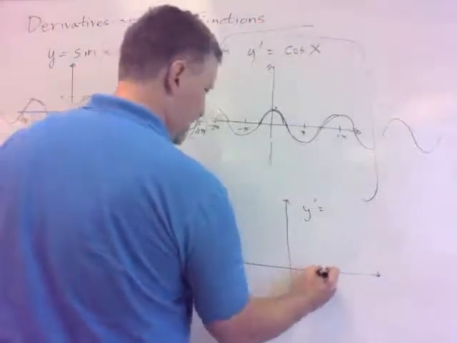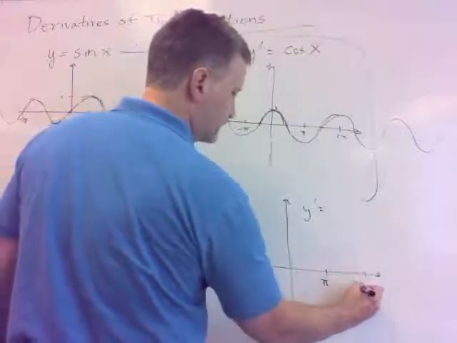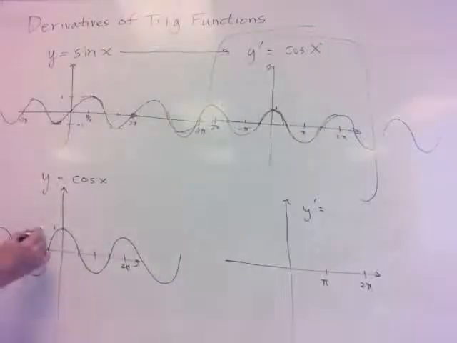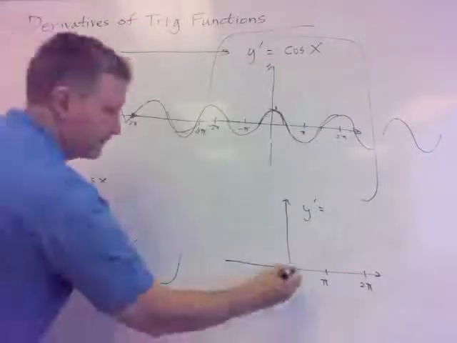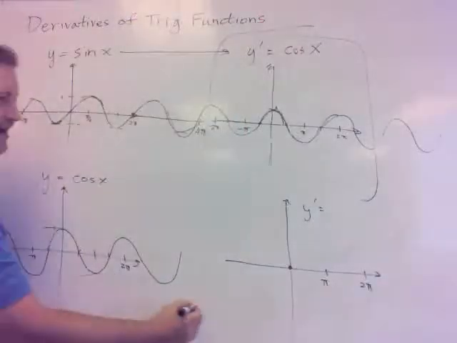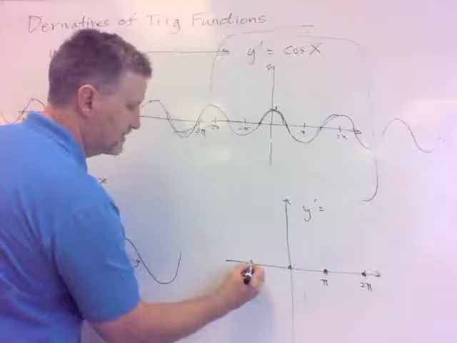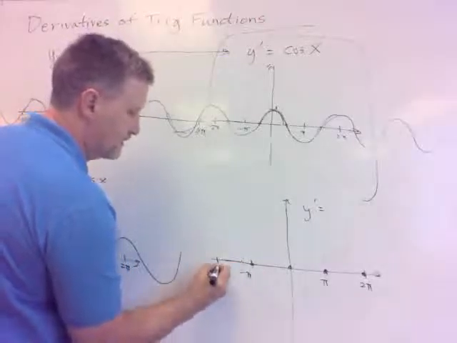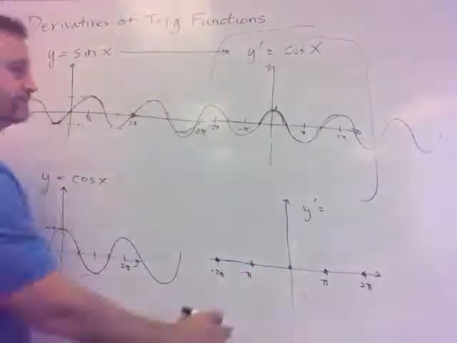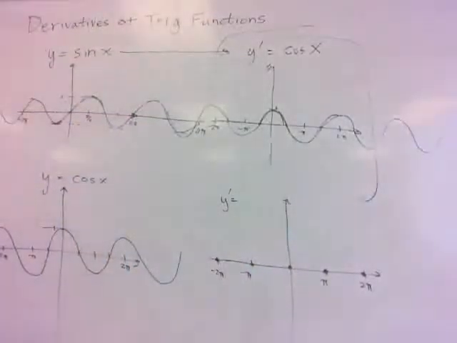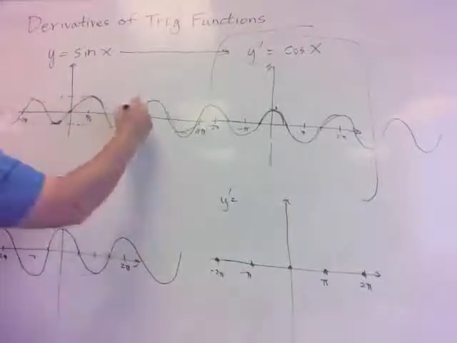Okay, so here's pi, here's 2 pi. Where are the horizontal tangents for the cosine? Got a horizontal tangent at 0. Got a horizontal tangent at pi and 2 pi. And then minus pi and minus 2 pi. Yeah, at the pi's. So that means on a derivative graph, you got x-intercepts there. Which is looking pretty good because that's where sine has them.